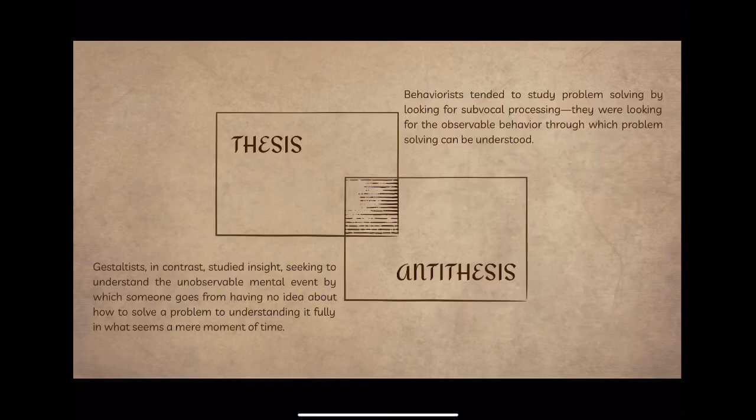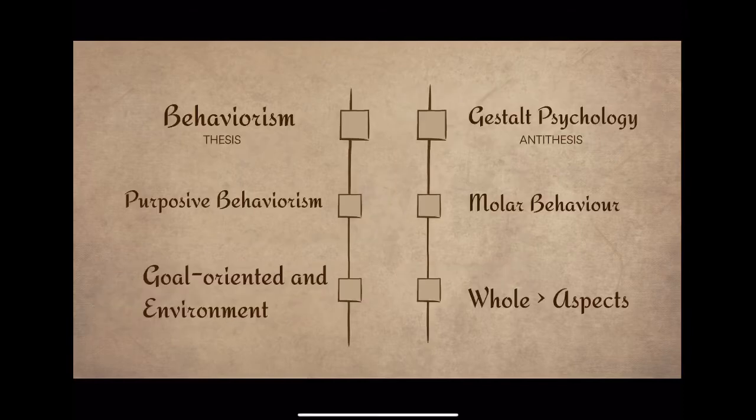The thesis will be behaviorism. Behaviorism tends to only get what is observable, while the antithesis will be the gestalt, which handles more of the unobservable mental behaviors or mental processes. So purposive behaviorism is more goal-oriented and relies on its environment. In gestalt psychology, it is molar behavior. The opposite of molar is molecular.